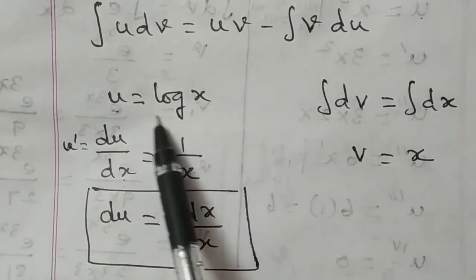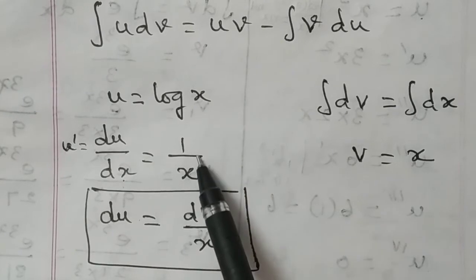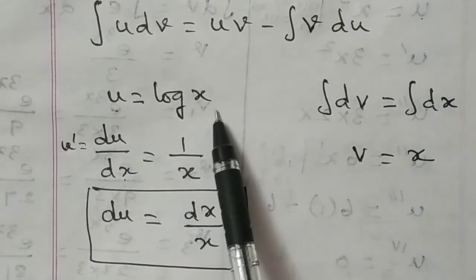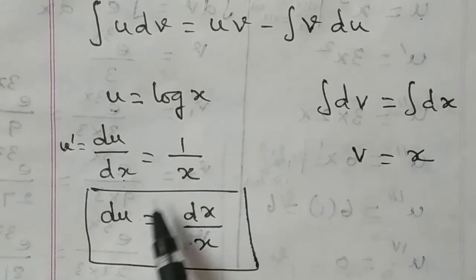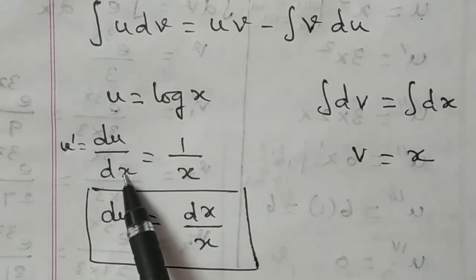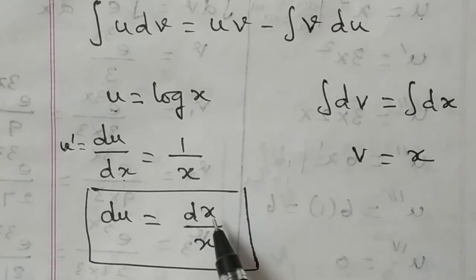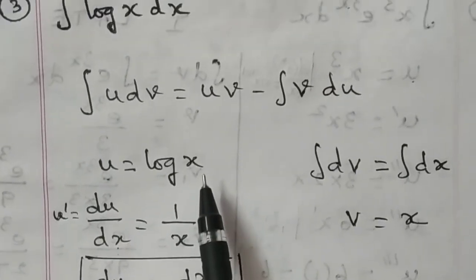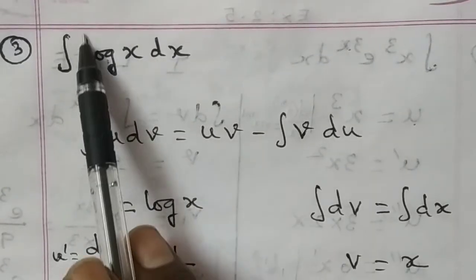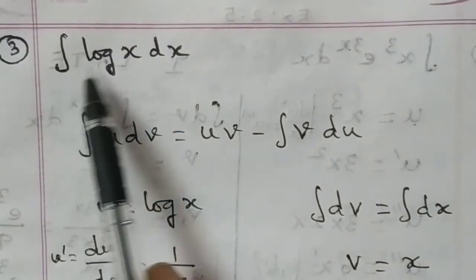So what is the derivative of log x? The differentiation formula gives 1 by x. So du by dx equals 1 by x. Du equals, bringing dx to the numerator, dx by x. So u equals log x. What is the remaining term?